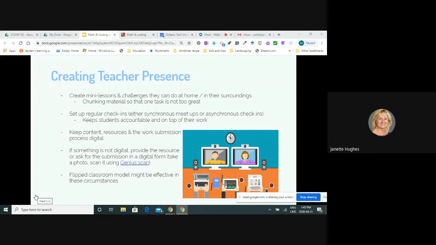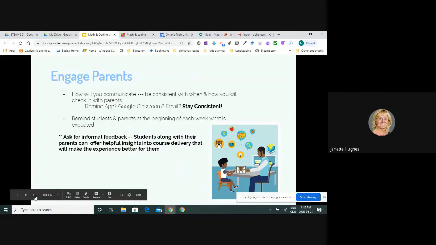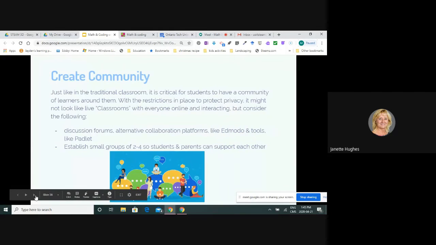So can I ask the participants, if you have the slide deck in front of you, we were going to be talking about how to flip a classroom, how to engage your parents during this unprecedented time, how to create community online, and how to make learning visible. Which of those, or maybe all of them, would you like to hear about?